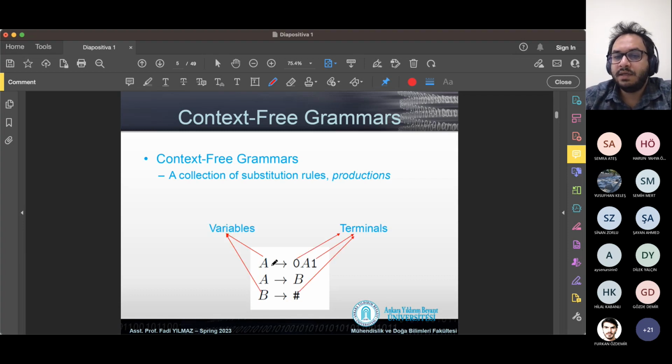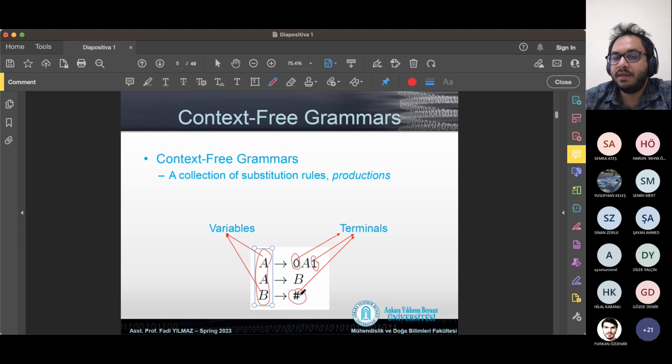The symbols on the left-hand side are called variables, and they are mostly represented with uppercase letters. Here A and B are variables. And there are the terminals, 0, 1, and the pound key. These do not produce any more strings. So A can produce 0A1 or B, but 0 cannot produce anything else. 0 is the last point.